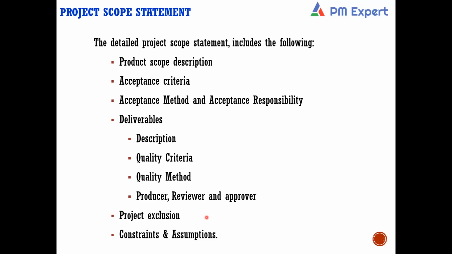Now, the last element of the scope statement, right? Constraints and assumptions, right? Now, guys, tell me, what is the difference between a constraint and an assumption? What is a constraint and what is an assumption? Can anyone try? What is the difference between a constraint and an assumption, guys?